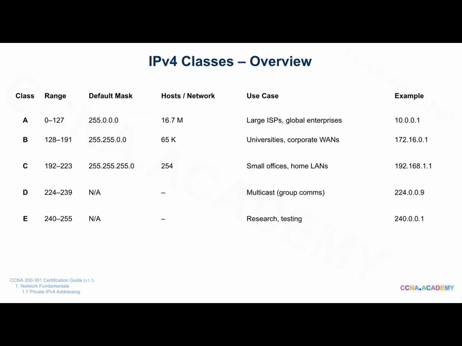Here's a quick visual summary. Each class starts with a specific binary prefix, 0 for Class A, 10 for Class B, and so on. This prefix decides how many bits belong to the network versus the host portion. Before CIDR, this was how networks were divided and routed.